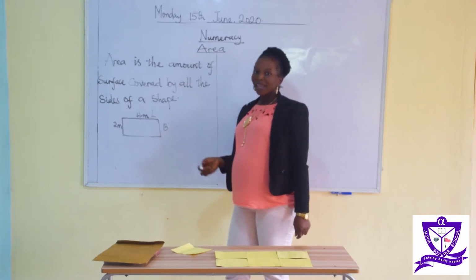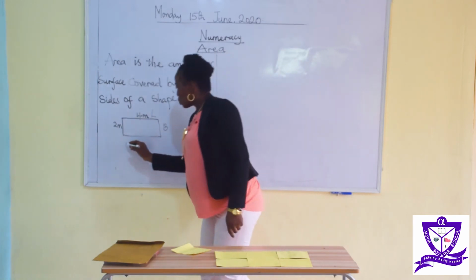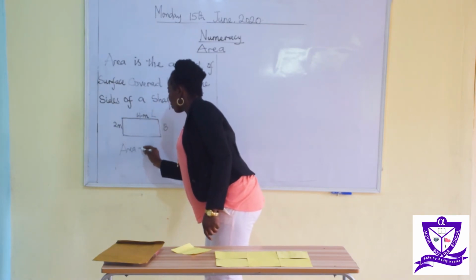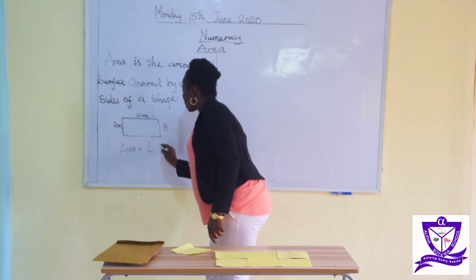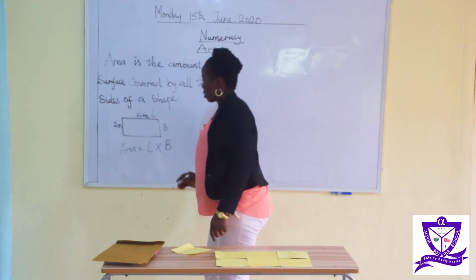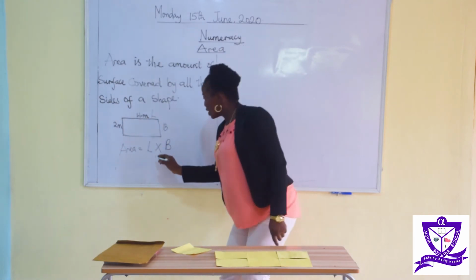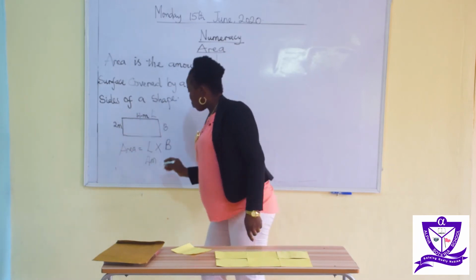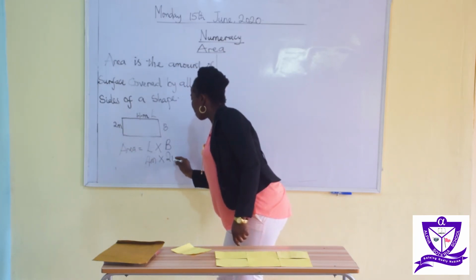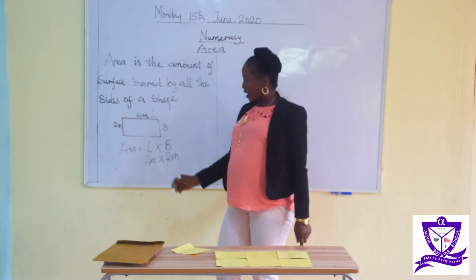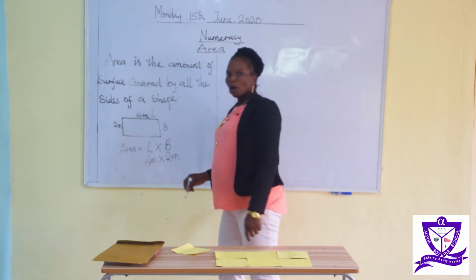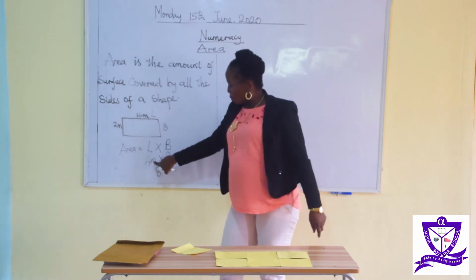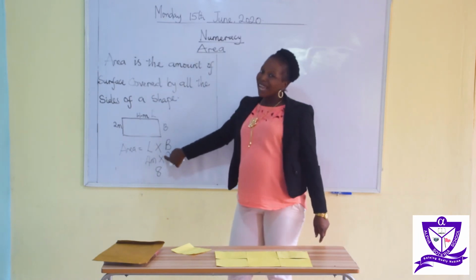So how do we get the area of a rectangle? So we say area of a rectangle will give us what? The length multiplied by the breadth. What is the length? The length is 4 meters. And what is the breadth? The breadth is 2 meters. So let's multiply together. 4 multiplied by 2 will give us 8. And meters multiply, you know the sign here is multiplication.